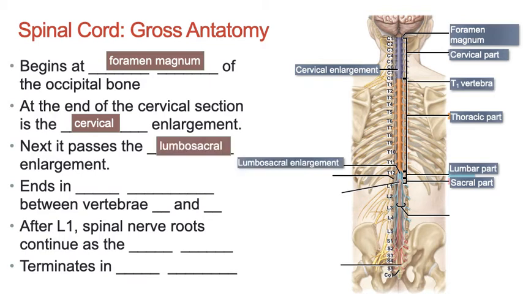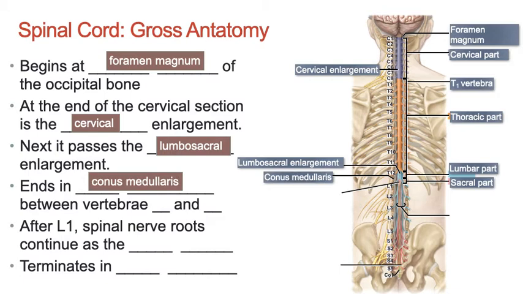So these enlargements are formed by an increase in the amount of gray matter that contains basically the neural machinery you need to operate the limbs. So the cervical enlargement is going to supply nerves to the shoulders and the upper limbs, and the lumbosacral enlargement is going to innervate structures of the pelvic girdle and the lower limbs. And so because of this increased amount of operational tissue, you're going to see a slight enlargement in that area. Now next, the spinal cord is going to extend down, ending in a place called the conus medullaris.